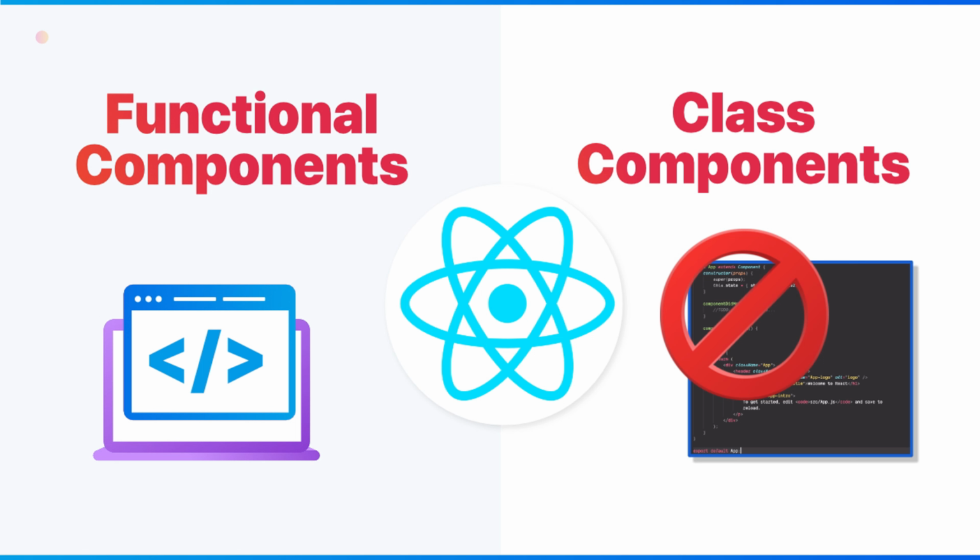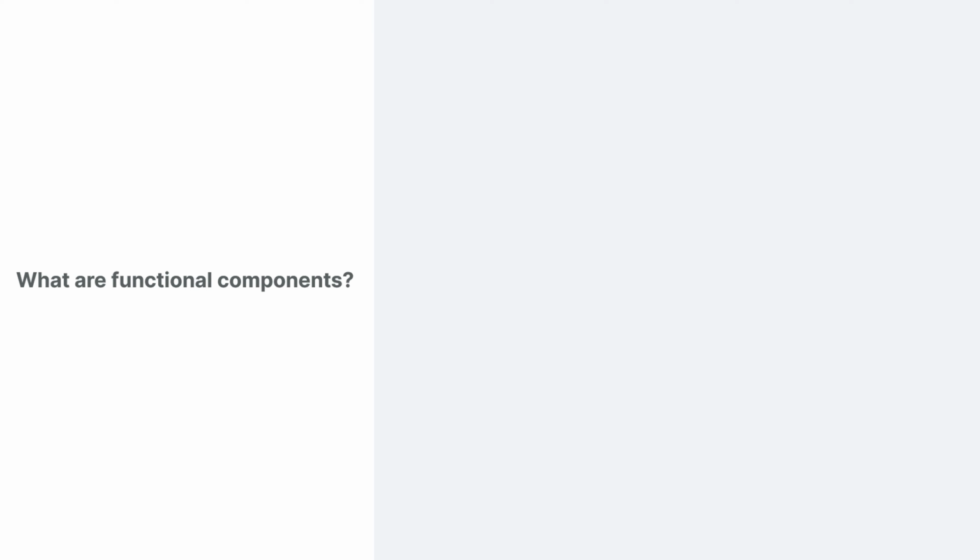If anyone is interested in learning about class components, feel free to leave a comment. If there's high demand, I can create a separate video to cover them briefly. For now, let's stick to functional components. So, what are functional components? In one sentence, a functional component is a plain JavaScript function that returns JSX. So it's just a function and it returns JSX.